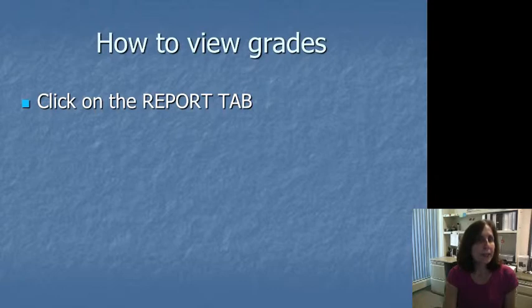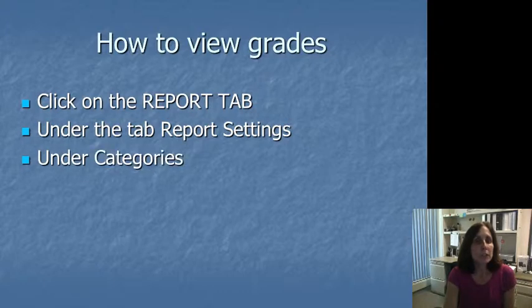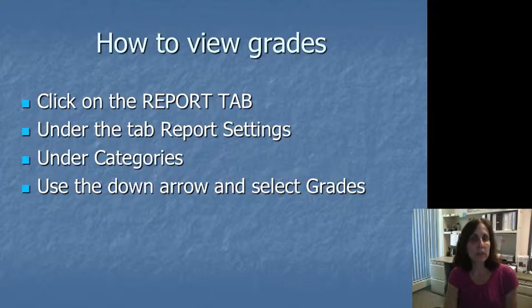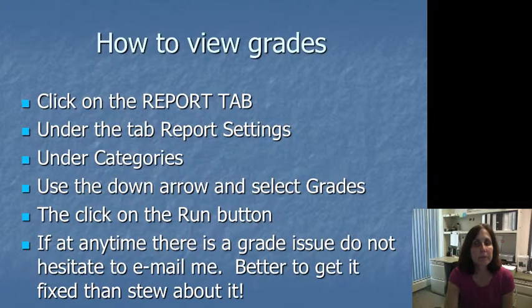How to view your grade? All you have to do is click on the report tab, because I update grades constantly as you do the assignments. Under the tab report settings, under categories, you click on that, use the down arrow to select grades, and then click on the run button, and you'll see them. And then I want to just say, if there's any issues with your grades, don't hesitate to email me. It's better to do it now, get it out of the way, than stew about it.